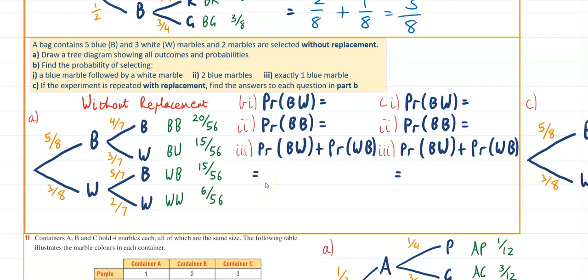A bag contains 5 blue and 3 white marbles, and 2 marbles are selected without replacement, so quite a change here. Draw a tree diagram showing all outcomes and probabilities. If we're selecting a blue marble, we start with a 5/8 chance. But once we have selected a marble and are not replacing it, we have a 4/7 chance of selecting another blue, as there's 1 fewer blue and 1 fewer in total. So our 8 has gone to 7, 5 to 4. And with the white, we still have 3 white marbles in there, but 7 is our total, so 3/7.